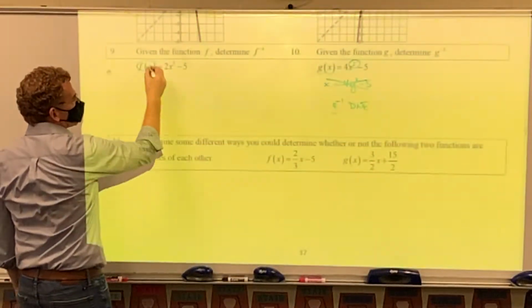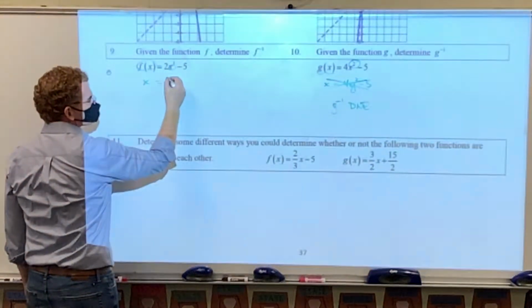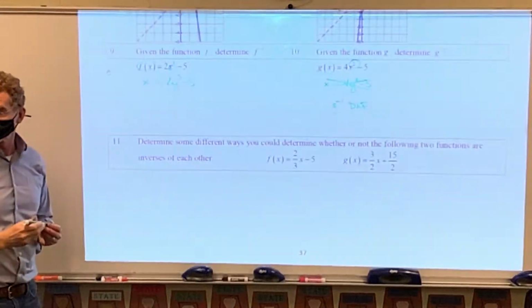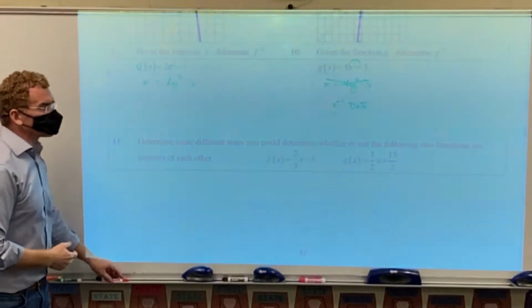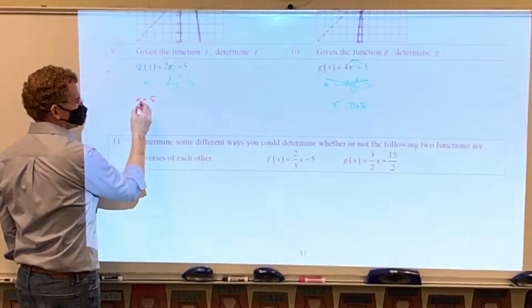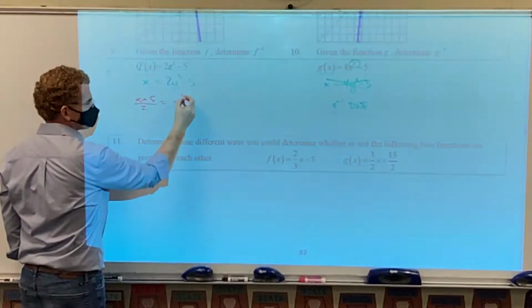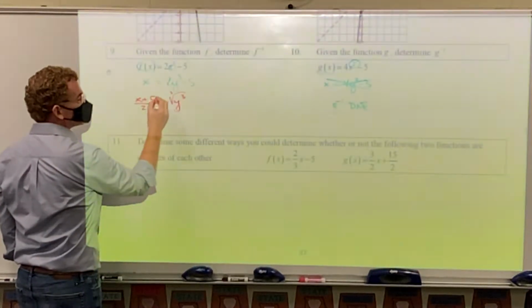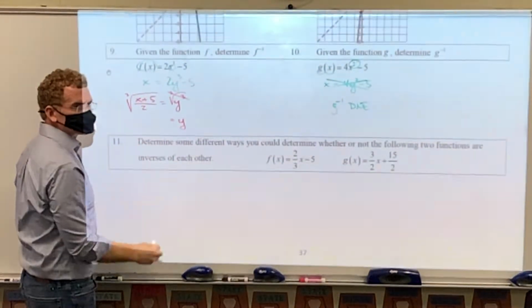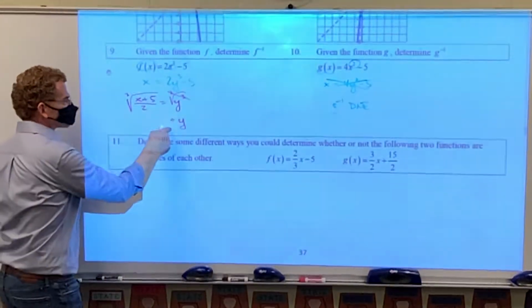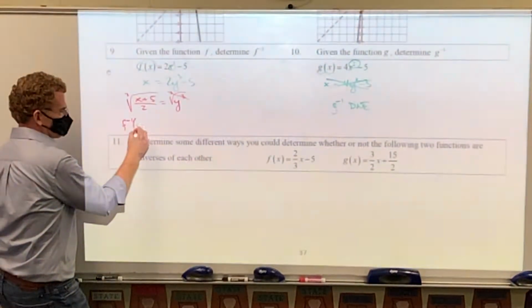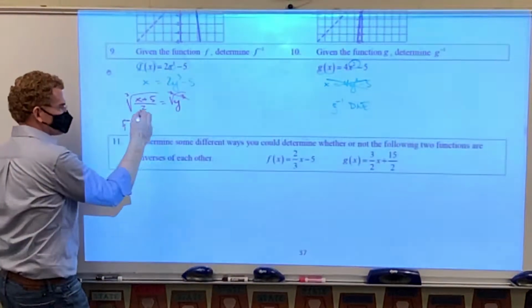So that y becomes an x, that x becomes a y, and if there's more than one x, change them all to y's. All right, and then you've got to resolve. So x plus 5. Add a 5, divided by 2 gets you to here. Cube root both of them, and you don't get a plus or minus on a cube root, do you? So if that's y, I'm going to go ahead and write it like this: f inverse of x instead of y equals that thing.